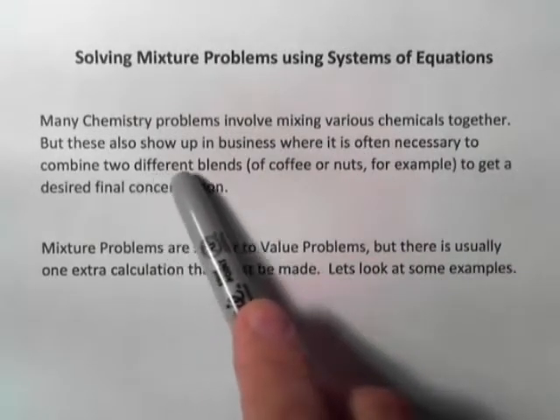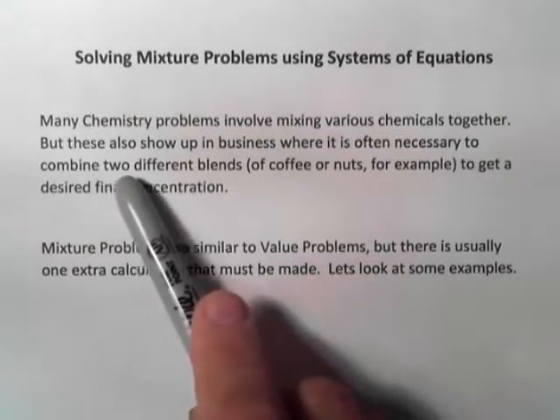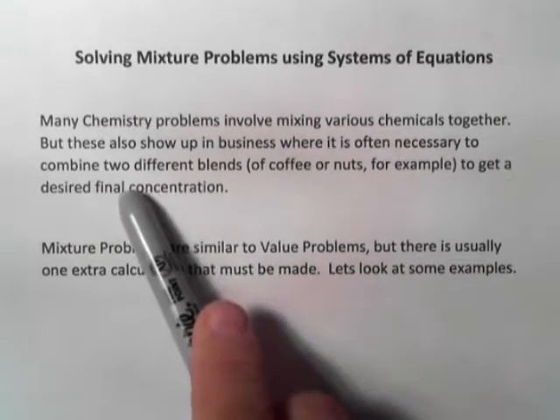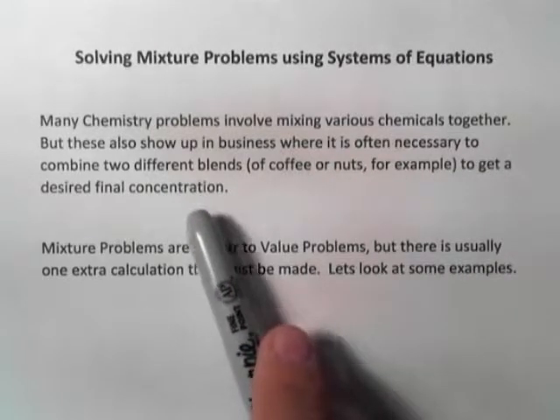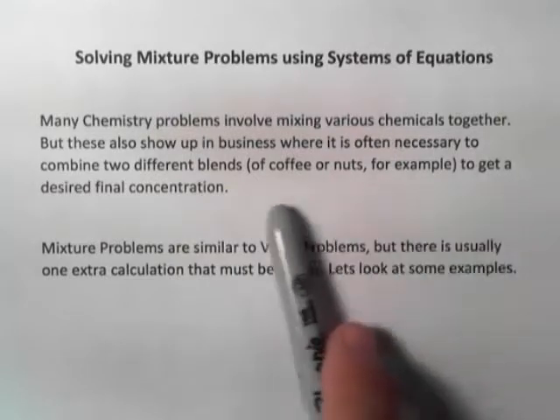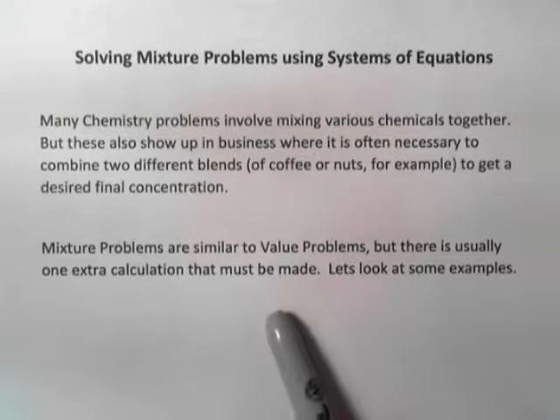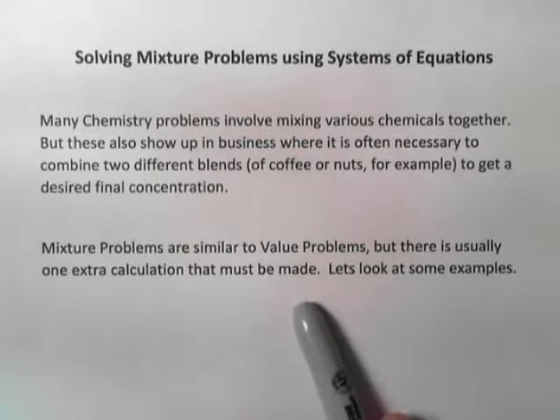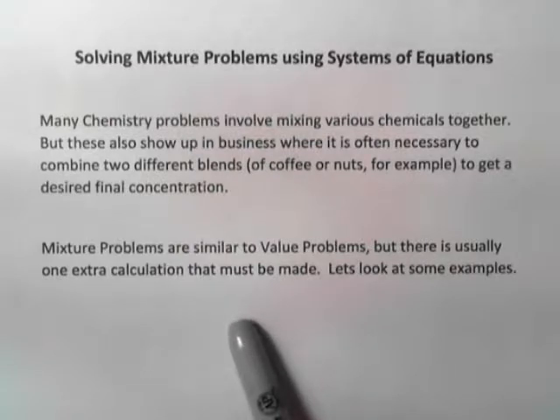Now, you're going to run into this a lot in chemistry, where they love to mix various chemicals together to get certain concentrations, but that's not the only place. These things show up in business, where it's often necessary to combine two different blends of, let's say, coffee or nuts, for example, to get a desired final concentration. Now, mixture problems are similar in many ways to value problems, but there's usually one extra calculation that must be made. Let's look at some examples.